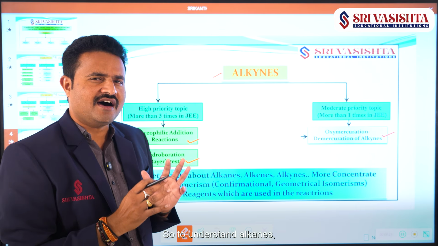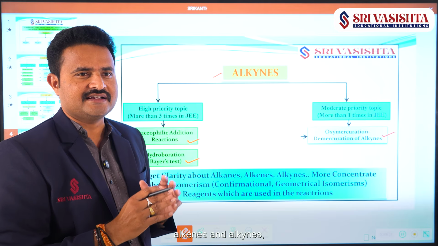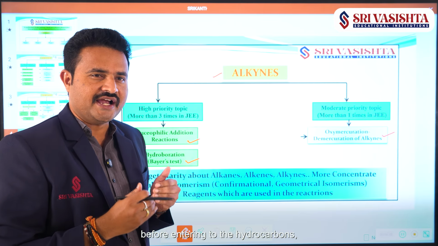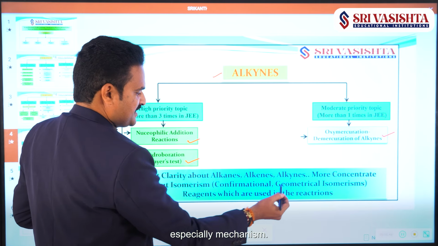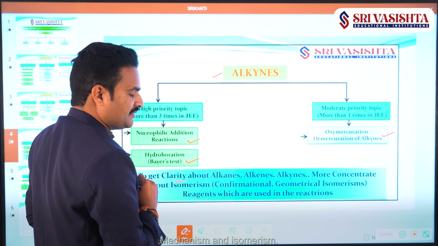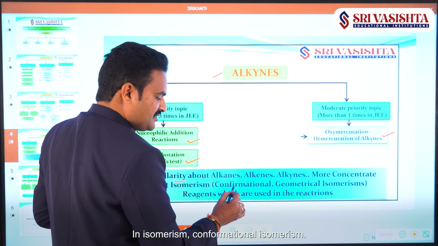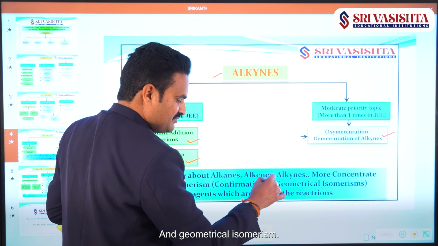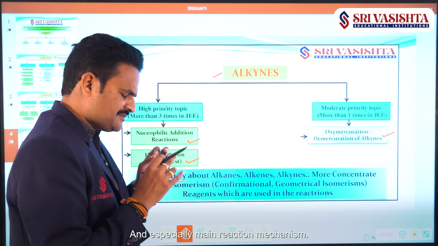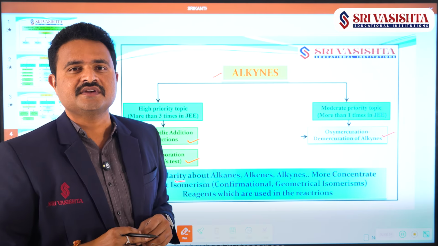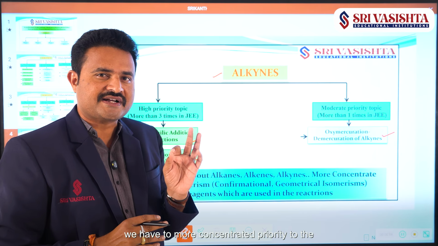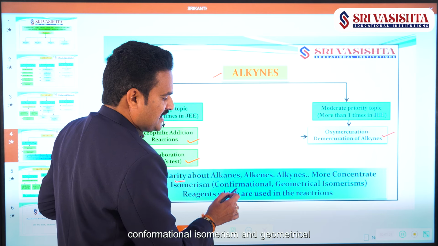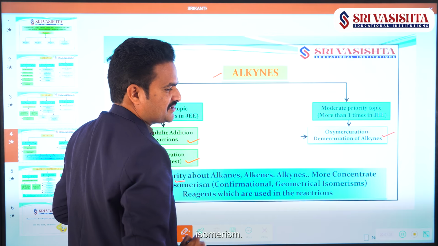So to understand alkanes, alkenes and alkynes, before entering hydrocarbons, we want very good clarity regarding especially mechanism and isomerism. In isomerism, conformational isomerism and geometrical isomerism, and especially the main reaction mechanism. So to understand hydrocarbons, we have to concentrate more and give priority to conformational isomerism and geometrical isomerism.